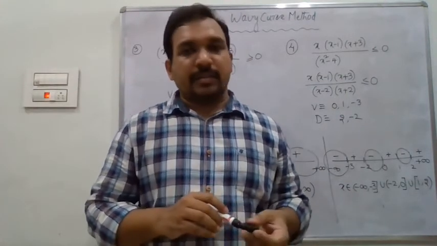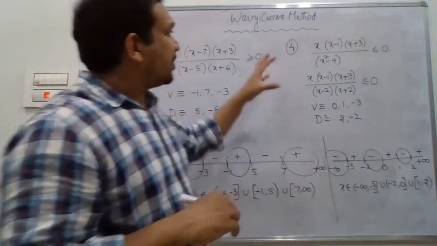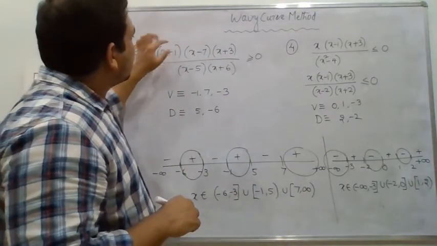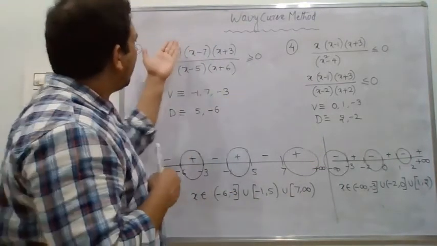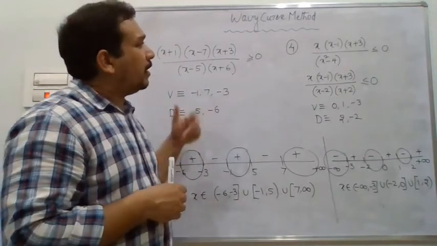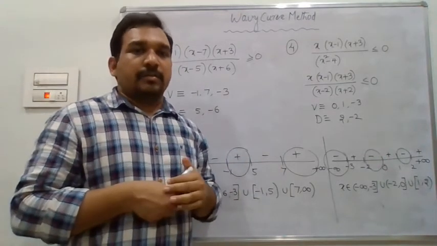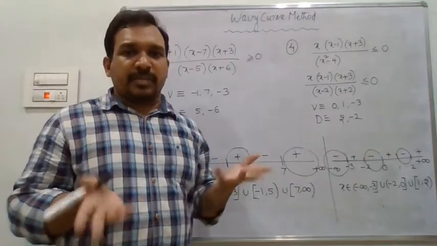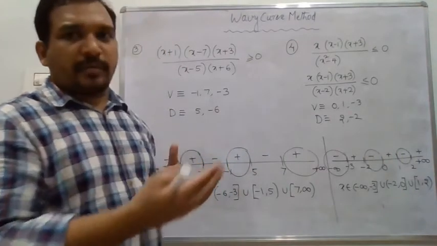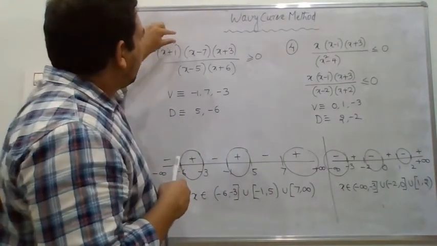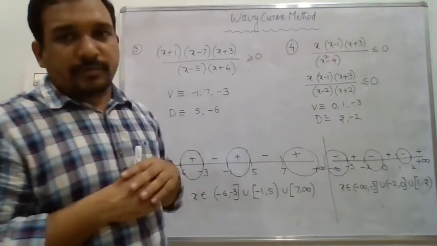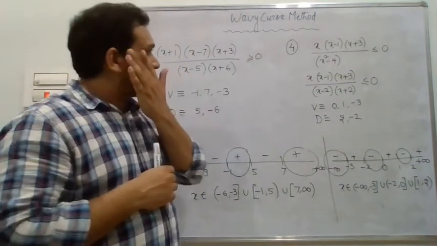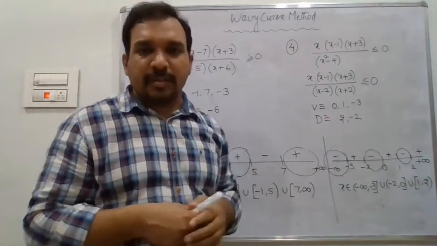Not only these, even the questions may have some squares with higher powers: x square, x power 10, x power 100, maybe higher powers. We need only to check whether the powers are odd or even. In this we'll count only whether the power is even or odd; whether it is smaller or bigger doesn't matter. The questions may be on those also, so that can be discussed in the next class.